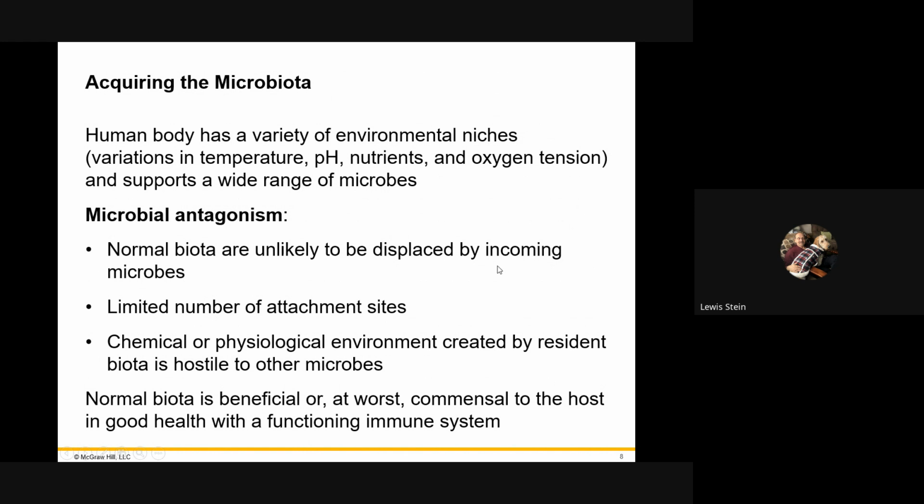So they can be displaced. There's only so many sites that they can attach to. Okay. And this is the advantage for typical microbiome. And the term I always use, so forgive me if I go back to it, is normal flora. We used to think they were plants, so we use the term flora. So now it's normal flora or normal microflora. Okay, so it's beneficial or at worst commensal.